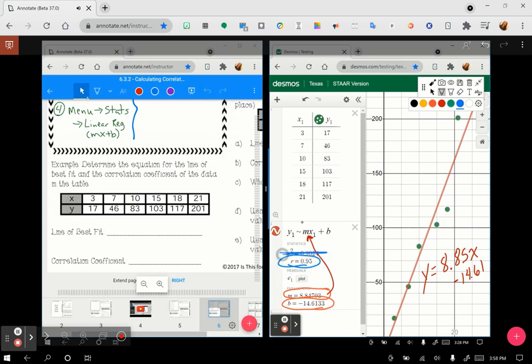I don't care about the r squared. That's not what I'm looking for. We don't deal with that in Algebra 1. We just need the r, which is the correlation coefficient. And this, which we're going to talk about today, tells me that it has a 95% correlation. So think of it just like you do grades. That decimal translates to 95%. This is a strong correlation. Strong positive, to be specific.